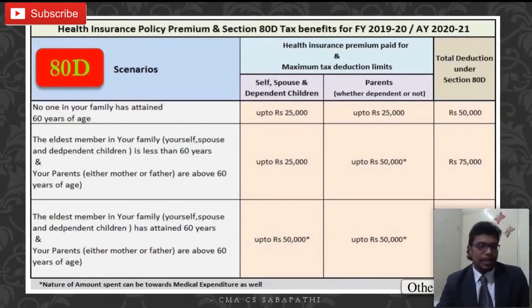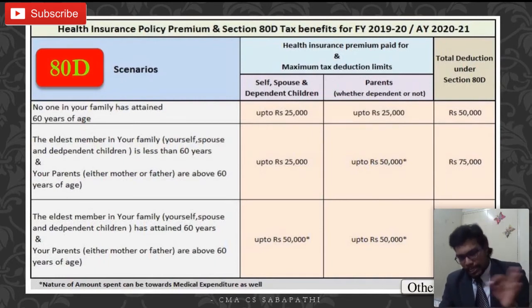Then comes 80D. This is a very good section. You should all know about this section. If you have mediclaim, instead of going for an endowment insurance policy, you go for mediclaim for your spouse and your dependent children.